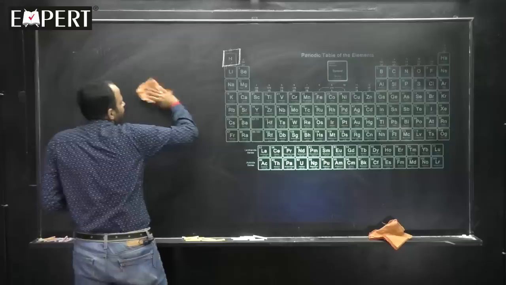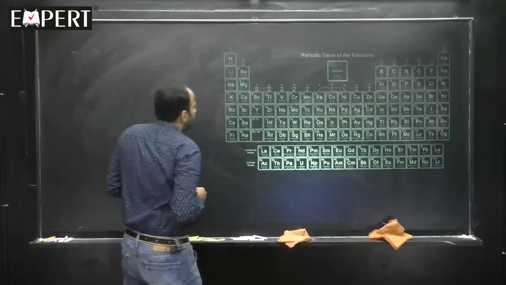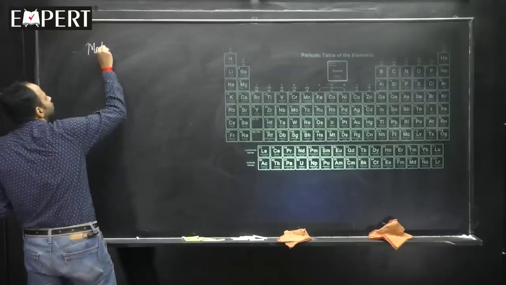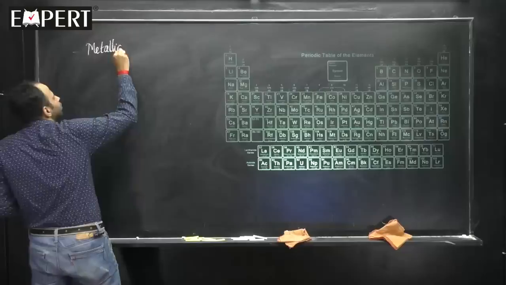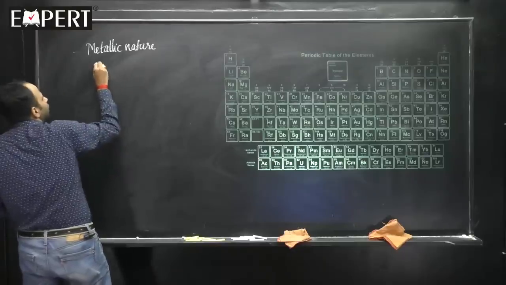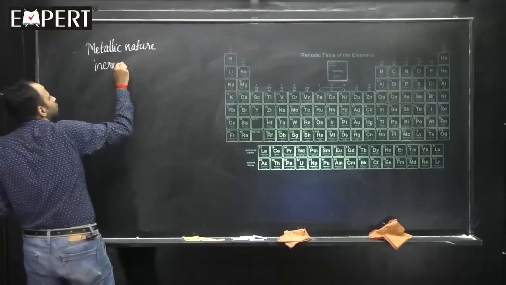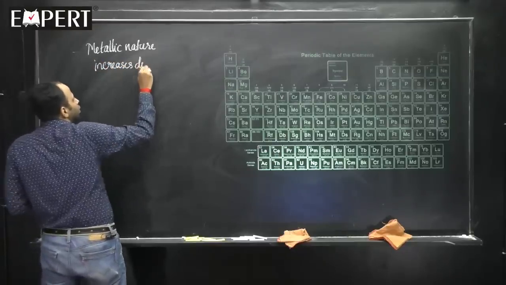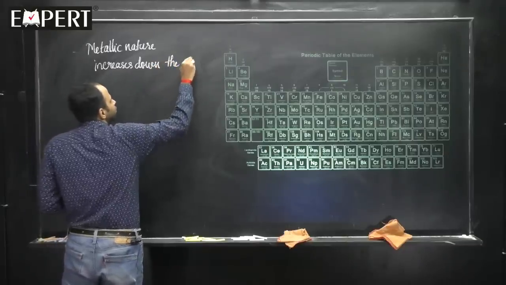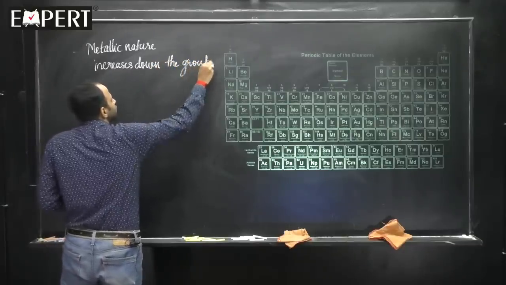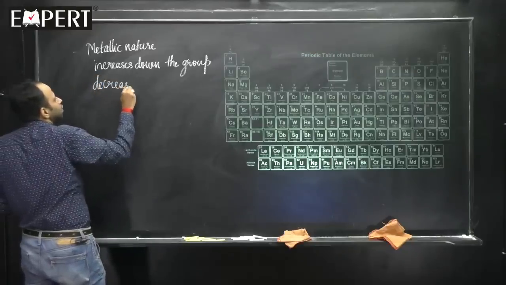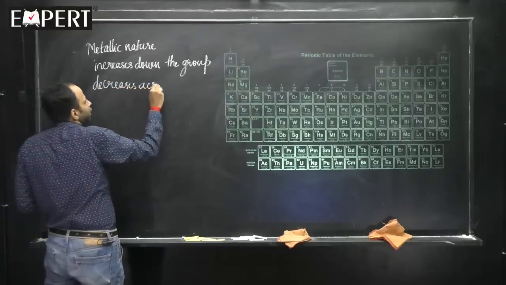What else did I say about the metallic nature? In the case of metallic nature, it increases down the group and decreases across the period. This is how you have to write.